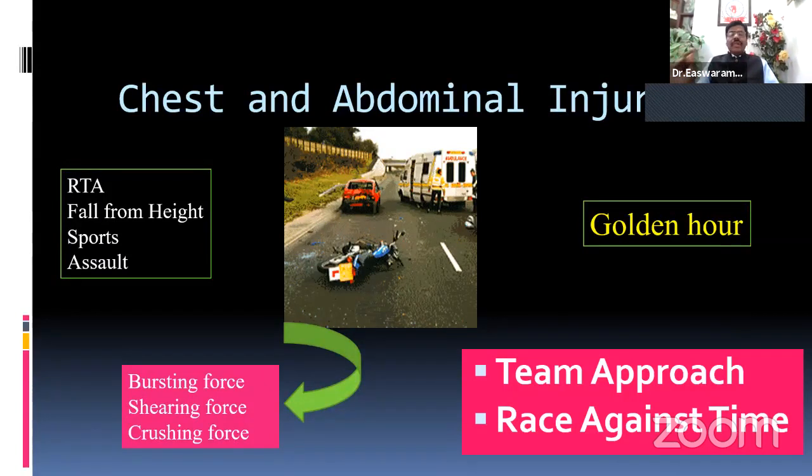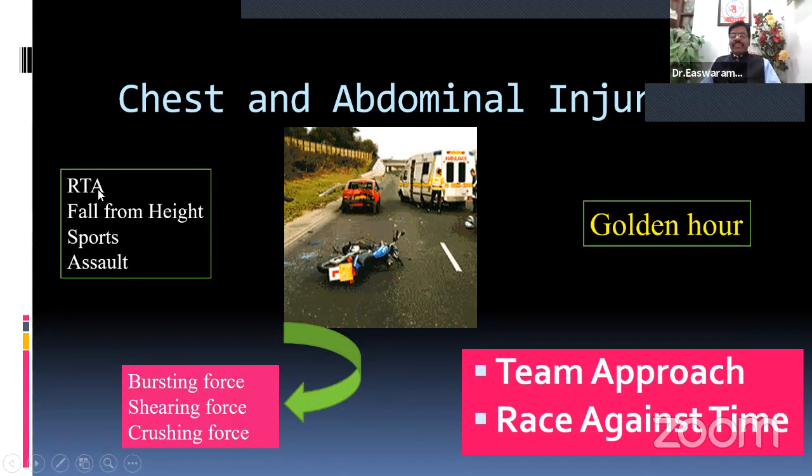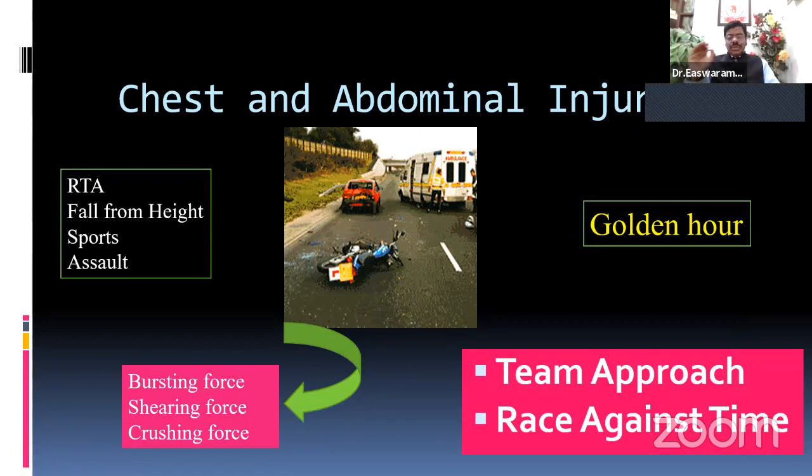Just remember that. Coming back to the chest and abdominal injury, as you can see here, apart from the road traffic accident, a fall from a height, or even sports like skiing and other high-velocity sports, or an assault, all these things can give rise to a blunt injury both to the chest and abdomen. The mechanism is basically these 3 or 4 things: either a bursting force, shearing force, crushing force, or a penetrating force. You will be wondering what this is, because you need to understand exactly the mechanism of injury.